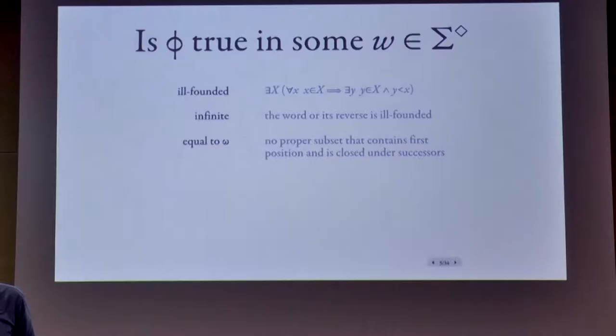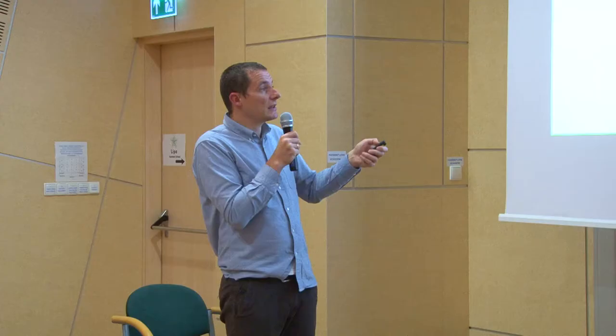Using these things, you can see that if you can decide if an MSO formula is true in an arbitrary scattered countable ordering, you can also ask if it's true in one which is of the form omega, by just saying your original formula plus equal to omega. You can also ask is phi true in some finite ordering by using the axiomatization of finiteness. So this generalizes these results, but it gives you a little bit more.